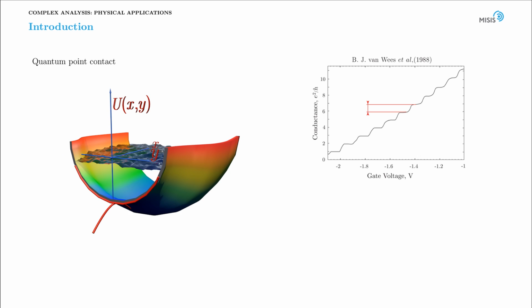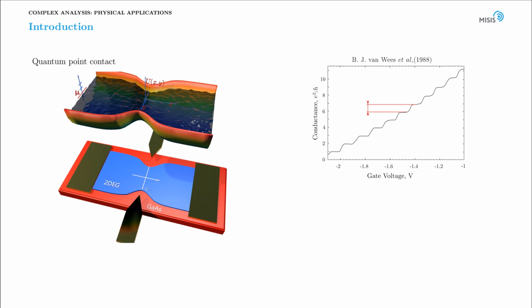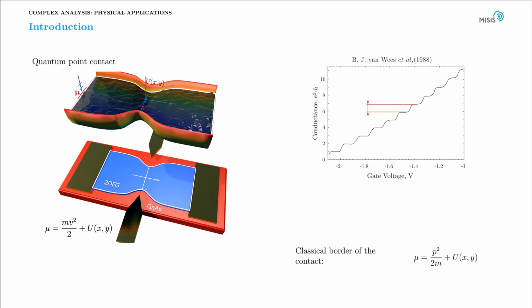The level of electron liquid is defined by their energy, that is, their chemical potential. The edge of the quantum point contact is formed by the classical equation of motion, namely by the condition when the potential energy of the electrostatic gate field becomes equal to the electron's chemical potential. The experiment revealed the following beautiful phenomenon.